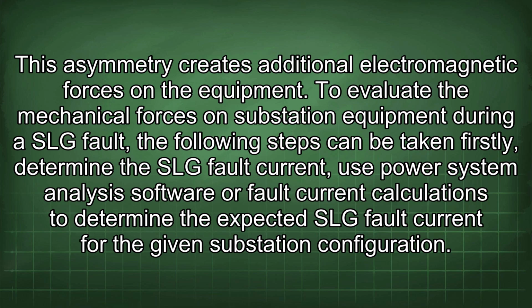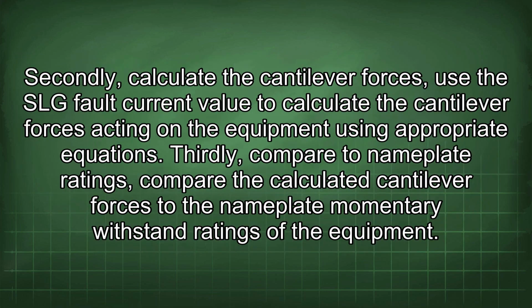To evaluate the mechanical forces on substation equipment during a SLG fault, the following steps can be taken. Firstly, determine the SLG fault current. Use power system analysis software or fault current calculations to determine the expected SLG fault current for the given substation configuration. Secondly, calculate the cantilever forces. Use the SLG fault current value to calculate the cantilever forces acting on the equipment using appropriate equations.